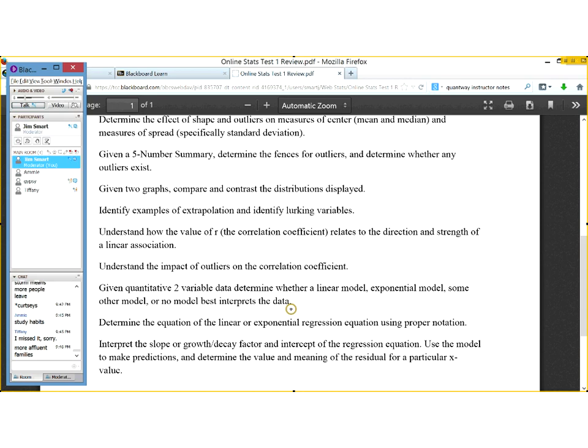Let's see here. I'm thinking what else to throw up there. So on that last one there, the bottom one, you can see you don't have to worry about growth and decay factor, because that's from an exponential regression. The residual, I'll remind you of what that is. The residual for a particular x value, well, an x goes with a y, and you can also plug the x into a regression equation to get a predicted y. And the residual is just the actual y value minus the predicted y value.